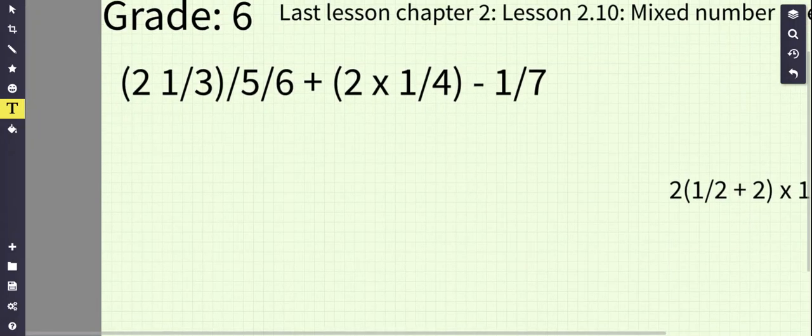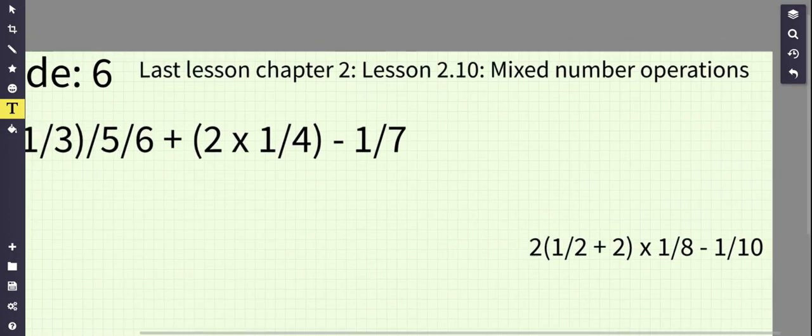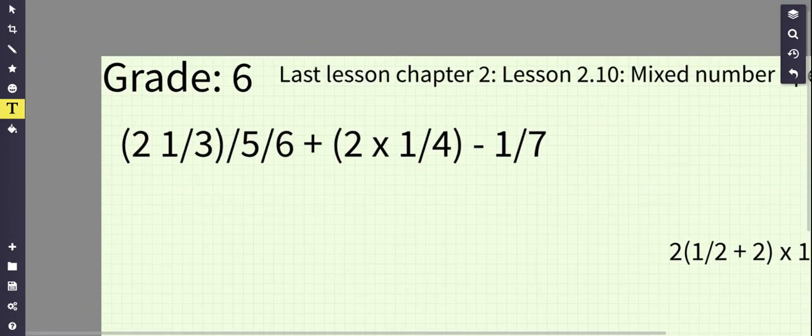All right. Last lesson. Chapter 2, lesson 2.10, mixed number operations. So we have been talking about fractions for a long time, but we don't deal with mixed numbers yet. You've just been practicing fractions for a long time. So we should do this with mixed numbers as well, because next chapter we're starting something very new.